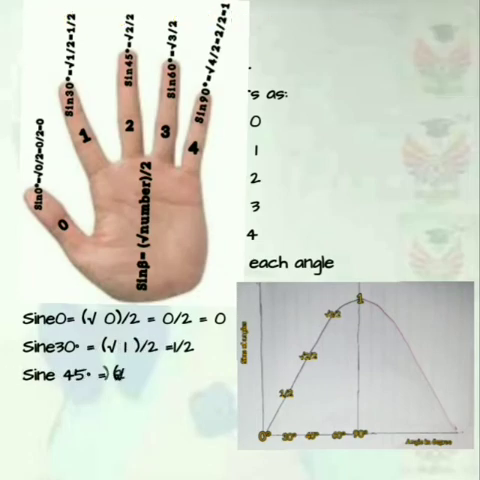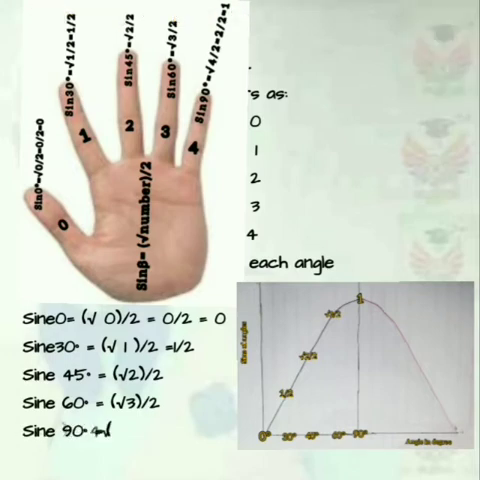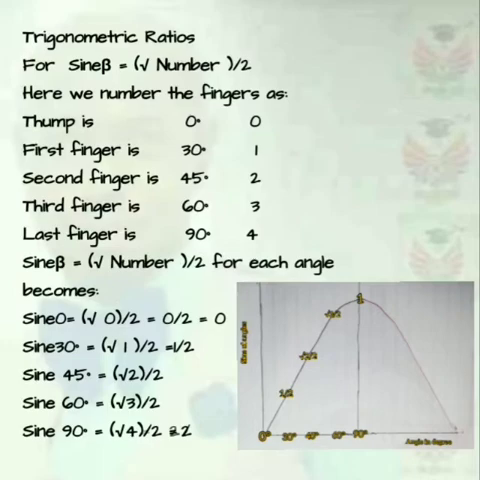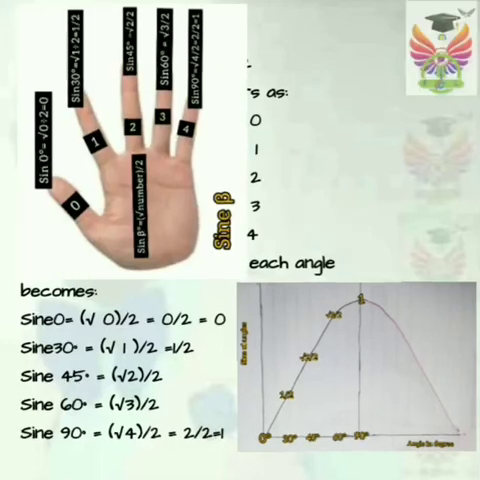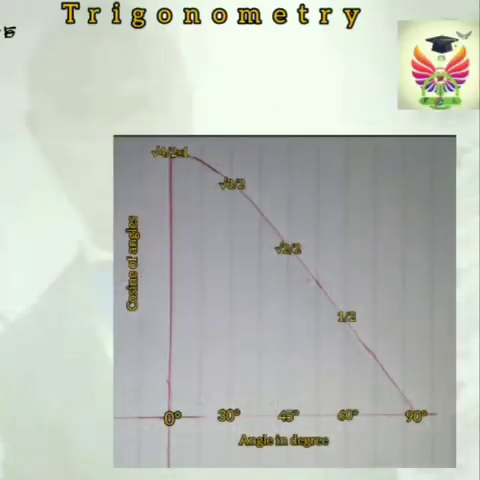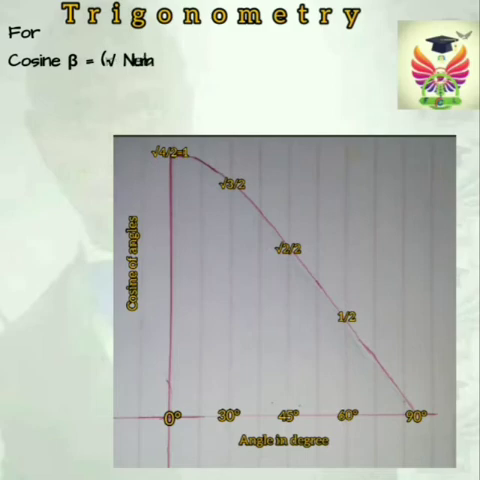Sine 45 degree now becomes root of 2 over 2, while sine 60 becomes root of 3 over 2. And finally, sine 90 becomes root of 4 over 2, which gives 2 over 2, which gives 1. In similar way, cosine beta can be evaluated as the root of the number over 2.